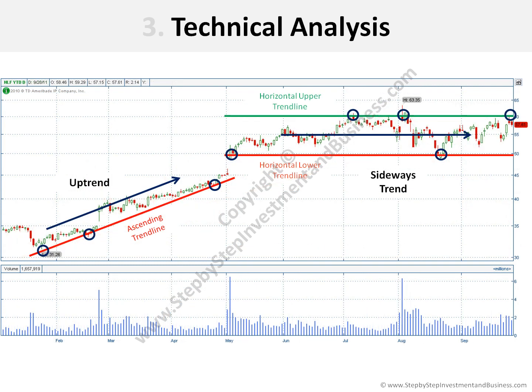In this case, on the left side of the chart, we can see an uptrend demarcated by an ascending trend line. After the uptrend, we can see a sideways trend. In this case, along the trend, new highs or lows are not made. Sideways trends are demarcated by 2 horizontal trend lines, a lower and an upper one.